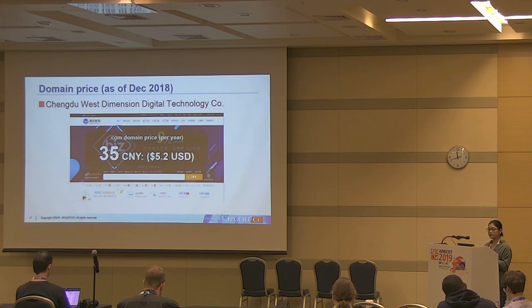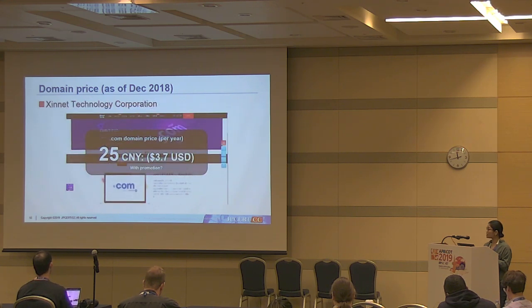And this is the price of Chengdu West Dimension Digital as of December 2018. It says 35 China yuan, which is around $5 US. This is Synnet Technology's price. As you can see, it's cheaper than Chengdu West Dimension, right? So we checked both prices in the same period.